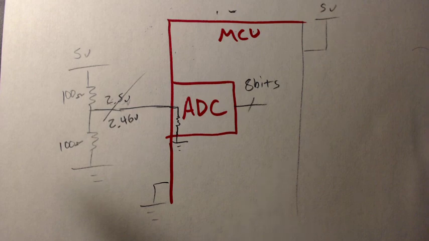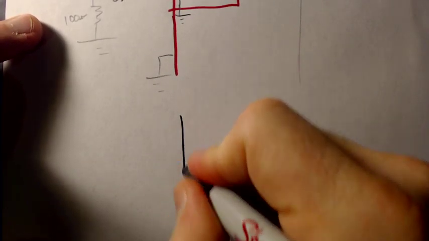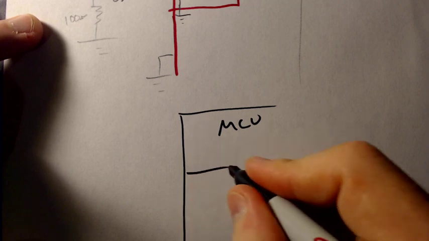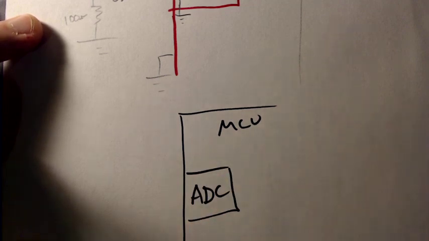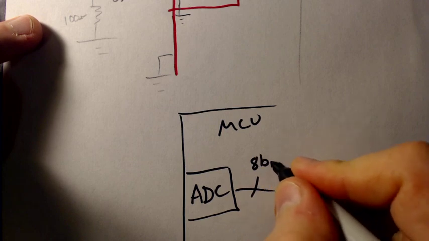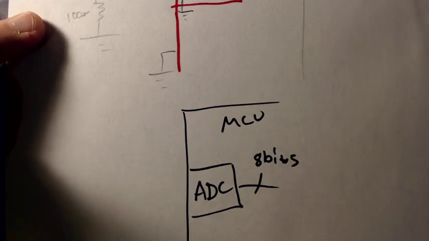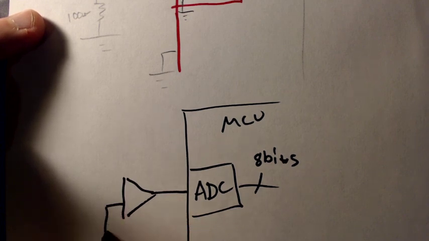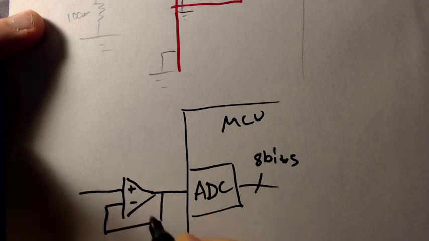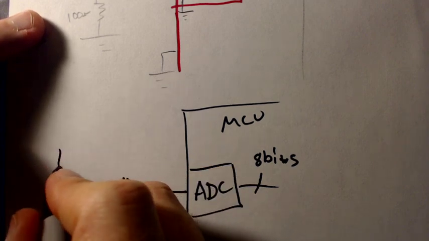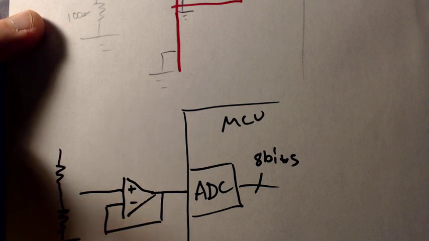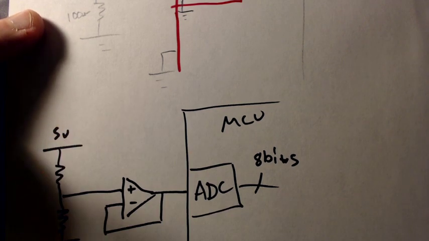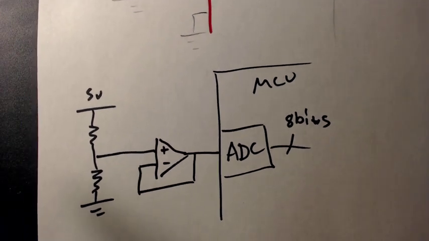Wait a second. Let's use a voltage follower to fix that. Okay, so I'm going to take my microcontroller unit with an analog digital converter ADC pin that's converting my analog value into 8 bits. And now I'm going to put the king of all op-amp circuits in here. Positive, minus. There we go.